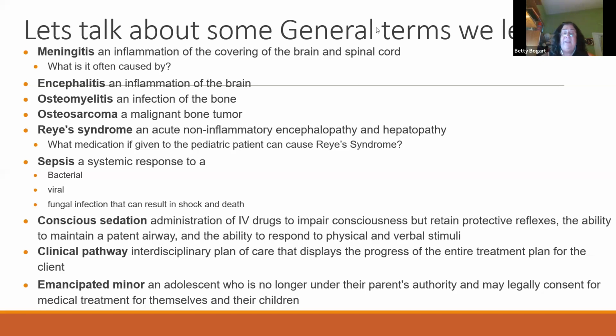The kid goes home. It's better than sending him to the OR, which is a big cost and time. Clinical pathway is what we do. It's that plan of care. It tells you usually what we expect to see.